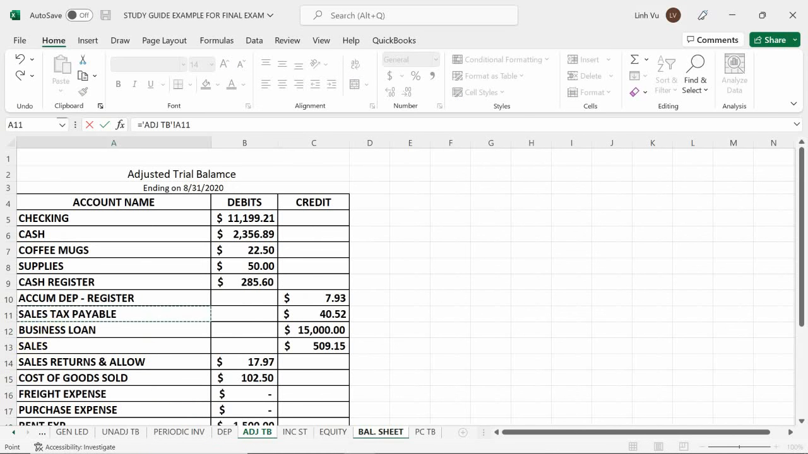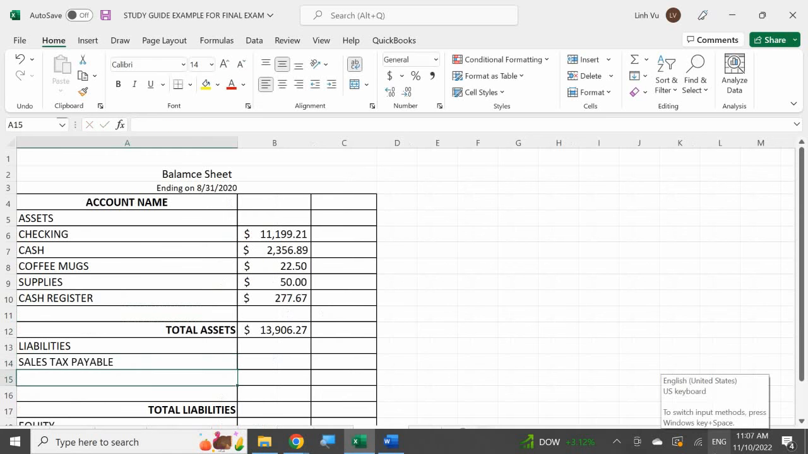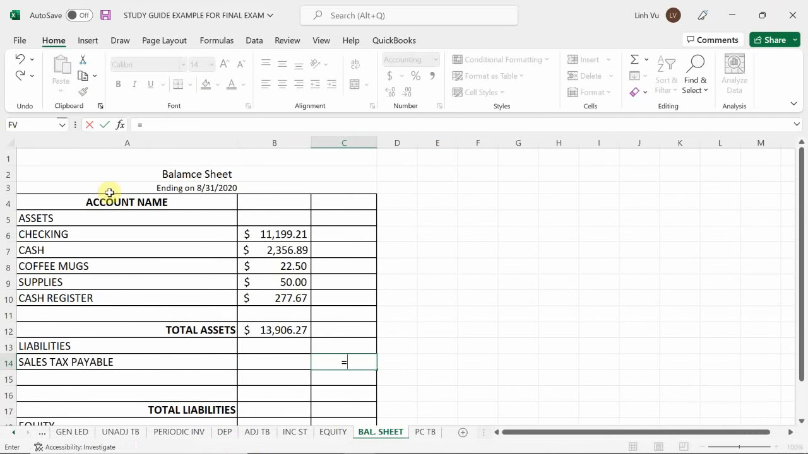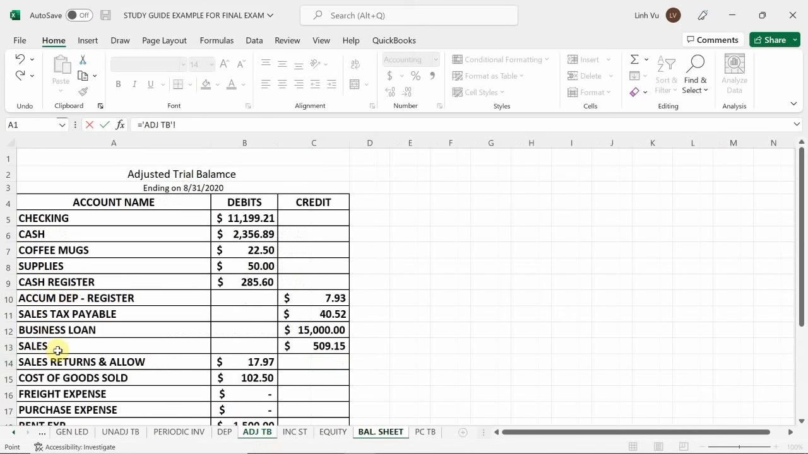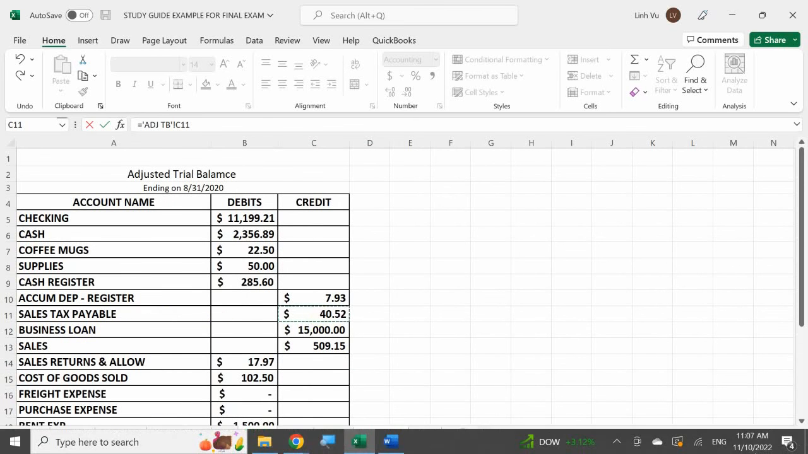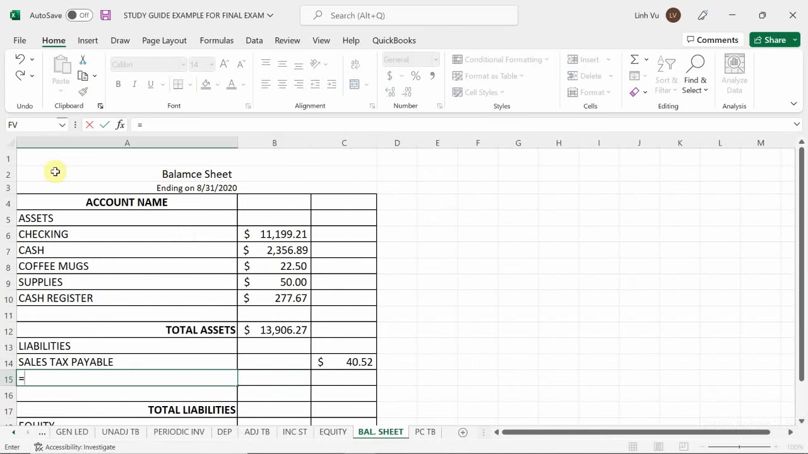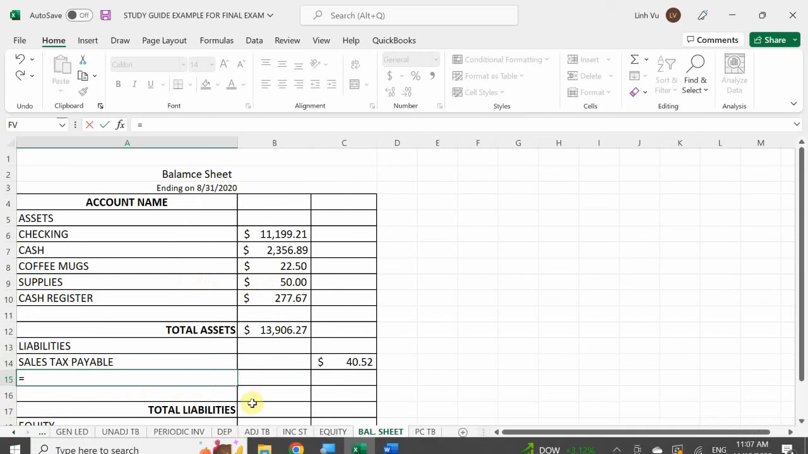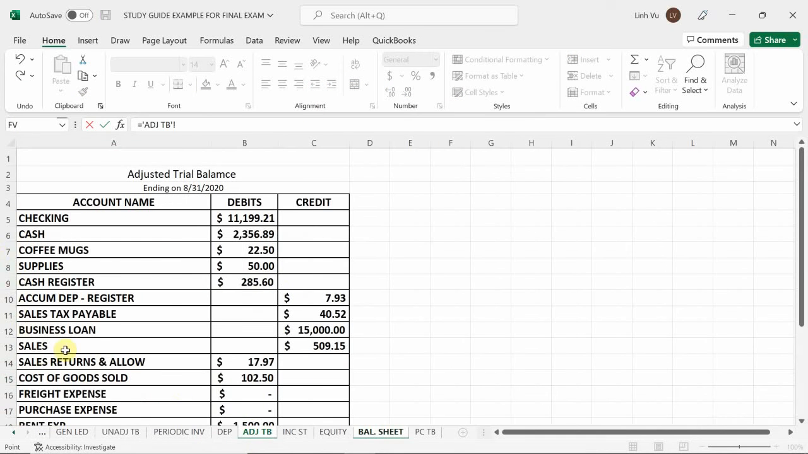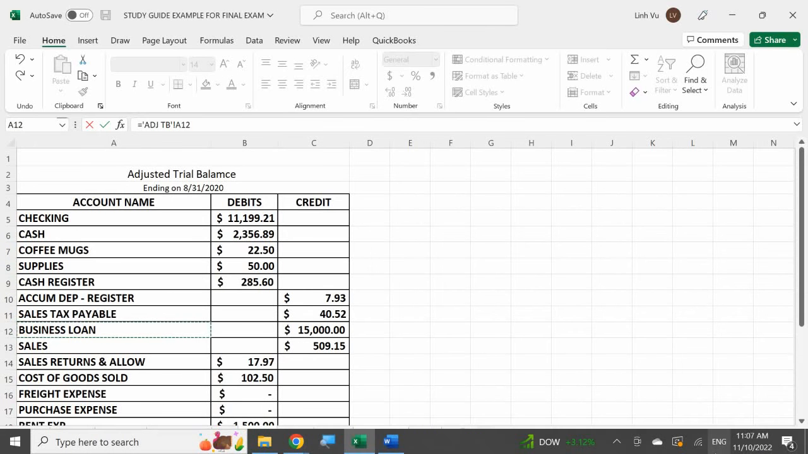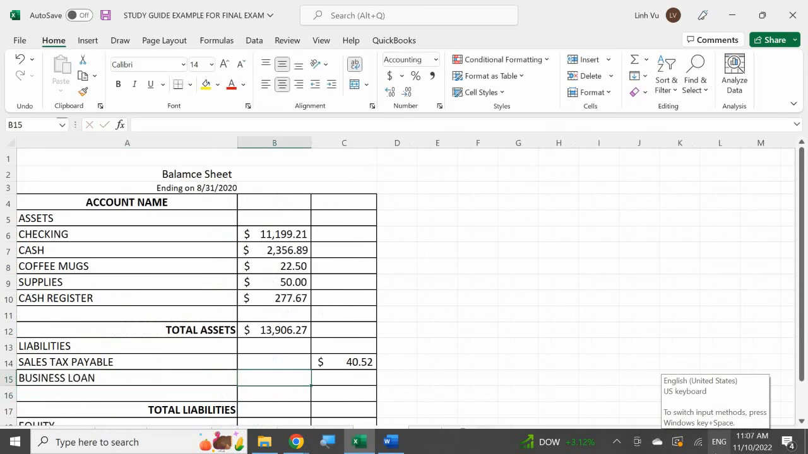Sales tax payable. You have to owe the state for sales tax. So the right side is going to be your liabilities. How much do I owe the government? 40.52. $40.52. Okay. And how much do I owe on my long term liability for my business loan? 15,000. You owe 15,000.